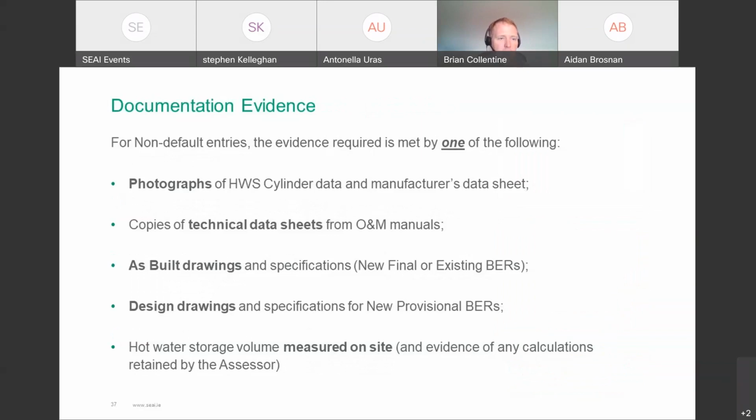Again, documentation evidence required can be met by one of the following: photographs, technical data sheets, generally from O&M manuals, as-built drawings and specifications, design drawings, particularly for new provisional BERs, and hot water storage volume measured on site, which is common enough as well.